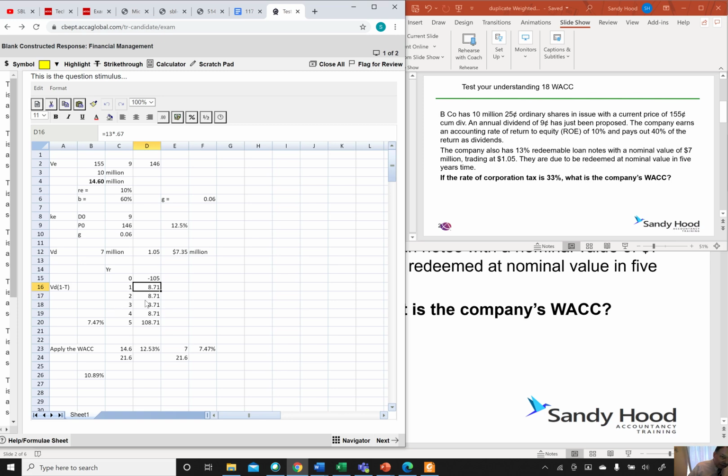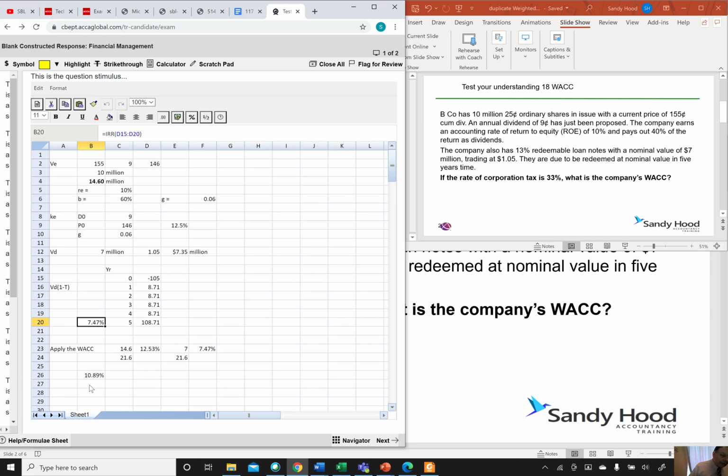So we're paying 8.71 in years 1, 2, 3, 4, and 5, and at the end of year 5, we're actually paying out the nominal value of the bonds. So putting it all into an IRR formula, rather than trying to do lots of sums, I've now been able to find that we've got an IRR of 7.47. So we've now got the value of equity, the value of debt, the cost of equity, the cost of debt, and in fact the cost of debt is worked out as the after-tax cost of debt.